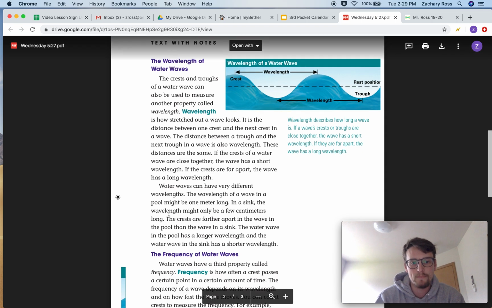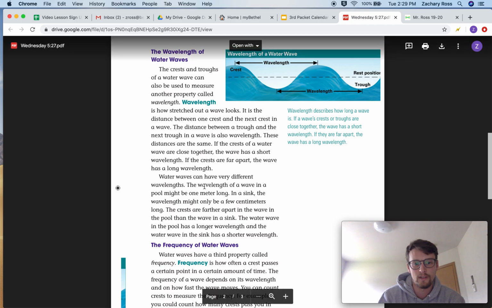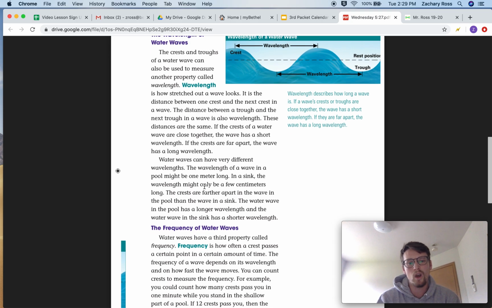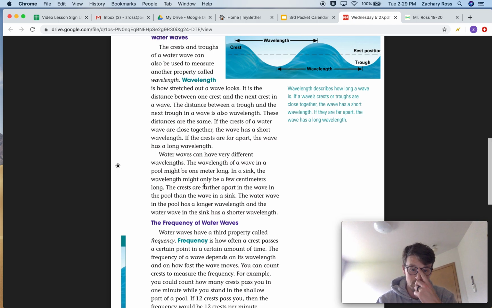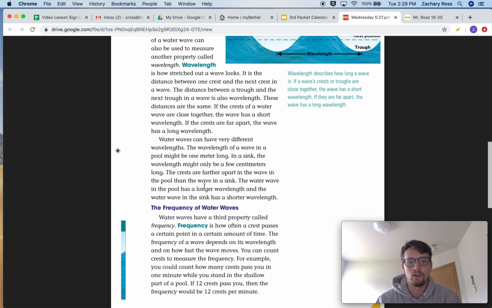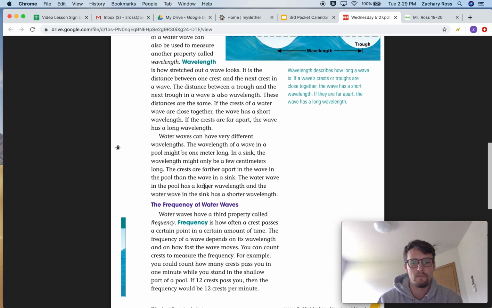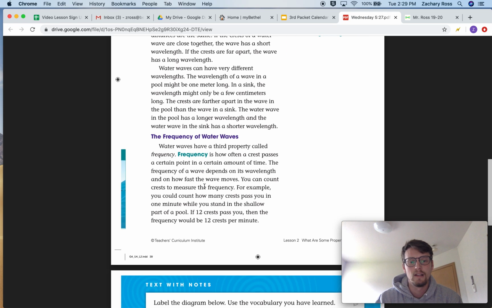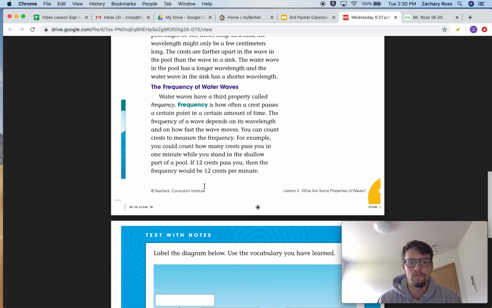Water waves can be very different wavelengths. The wavelength of a wave in a pool might be 1 meter long. In a sink, the wavelength might be only a few centimeters. The crests are farther apart in the wave in the pool than they are in the wave in a sink. The water wave in the pool has a longer wavelength, and the water wave in a sink has a shorter wavelength.